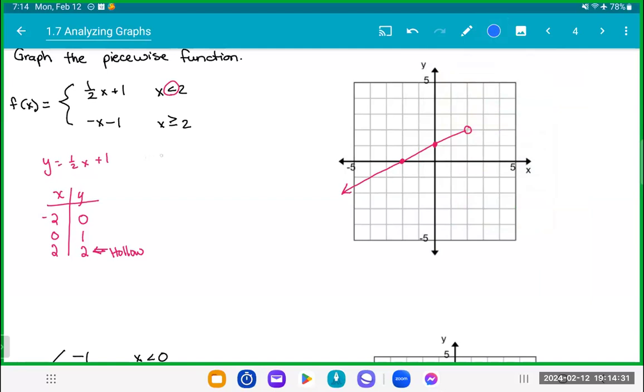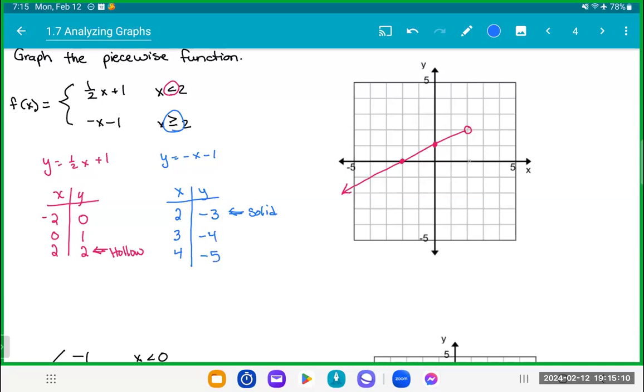So for our second one, we have y equals -x minus 1. What 3 points do we want to plot here? This is when x is greater than or equal to 2. So let's just do 2, 3, and 4. When I plug 2 in here, I get -2 minus 1. That's going to give me -3. This one right here is going to be a solid dot because of the equality. When I plug 3 in there, I get -4. And when I plug in 4, I get -5.